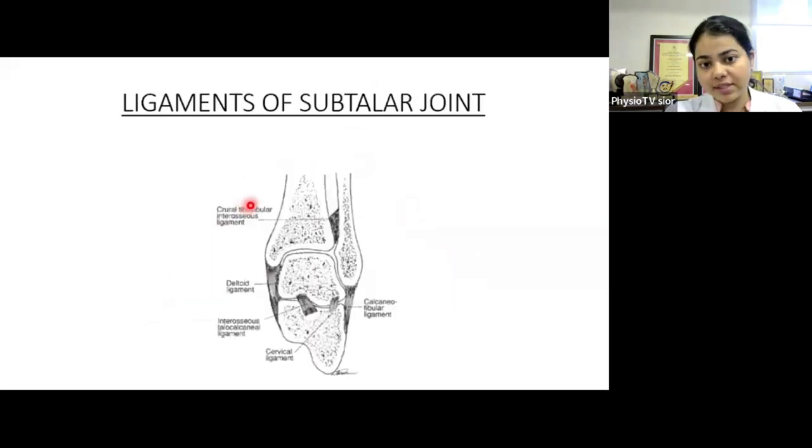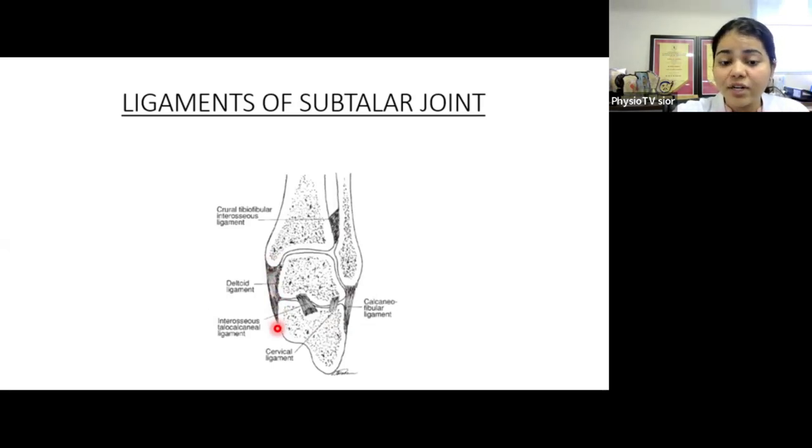Going to the ligaments of the subtalar joint. Now, the subtalar joint is supported by my calcaneofibular ligament, which is present laterally. What its main function is going to be is to prevent excessive inversion. You have the deltoid, which is present medially. Its main function is restriction of excessive eversion. Okay, both of these ligaments we've already spoken of before.